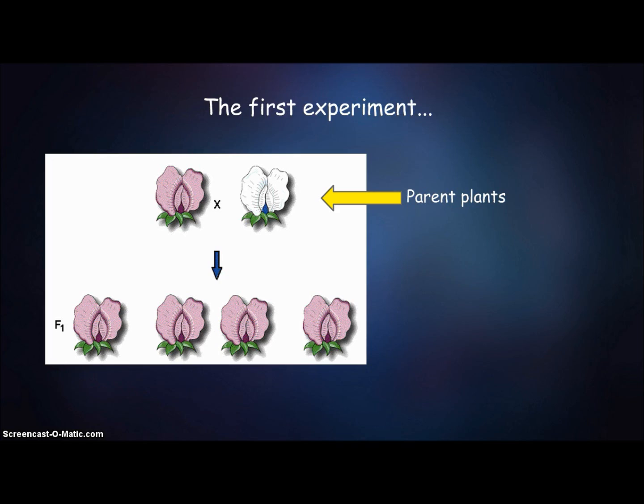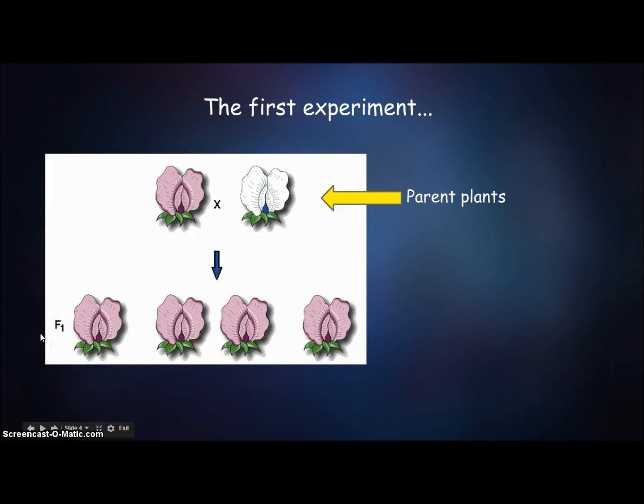So he did that. He let the plants cross-pollinate. He let them produce seeds. He planted those seeds. He waited for those seeds to grow up into adult pea plants. And he evaluated what color flowers were produced from the seeds in the next generation. You can see here on the left-hand side this F1. This means F for filial.